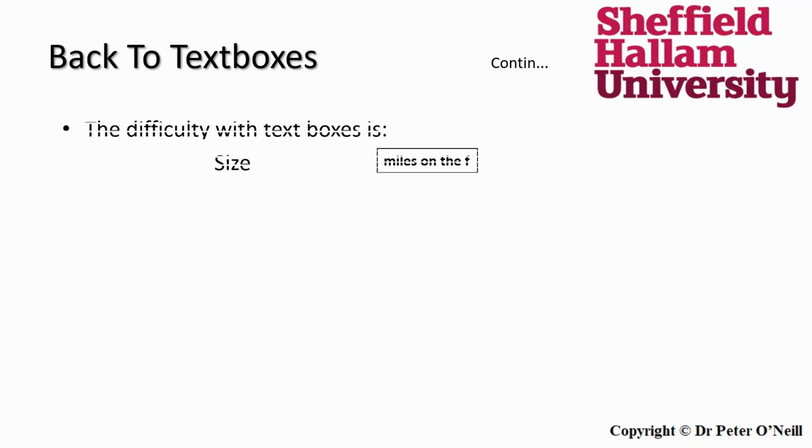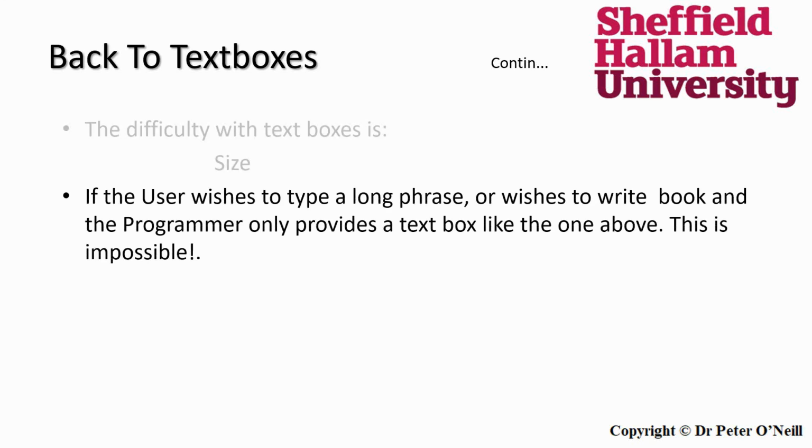Back to text boxes. The difficulty with text boxes is the size. So, for example, if we had miles on the fuel and we don't create a box big enough, then the user can't see that. They might see what we've got on the screen here. If the user is wishing to type in a phrase, say they're writing a book, and the program provides a little text box like the one above, then it's going to be impossible for them to work.